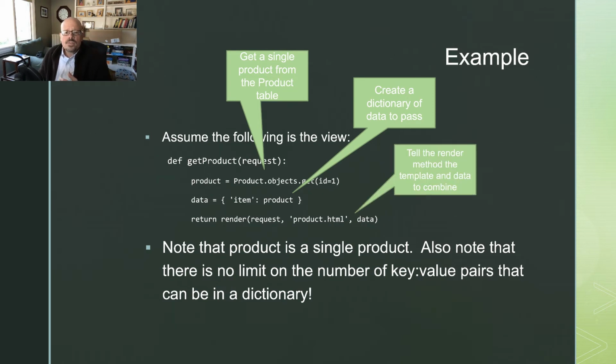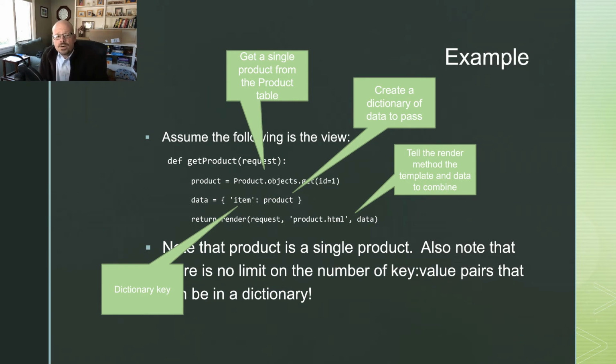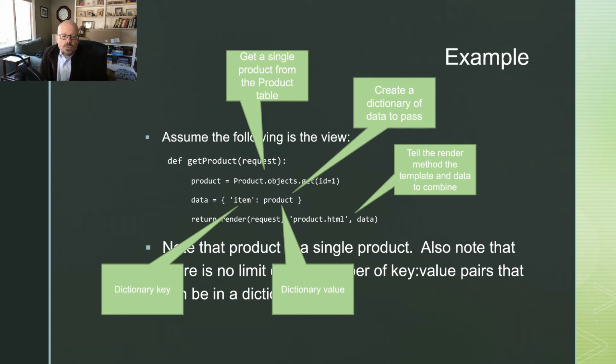The render method, you have to tell the render method what the template is as well as the data. The first element is the original request. So you have the original request, you have the HTML template, which in this case is product.html, and you have the data. That's what you have to specify to create a dynamic web page. In the data dictionary, there is this thing called item, and there is something called product. Item is the key, product is the value. Product is actually what is being sent to the web page.